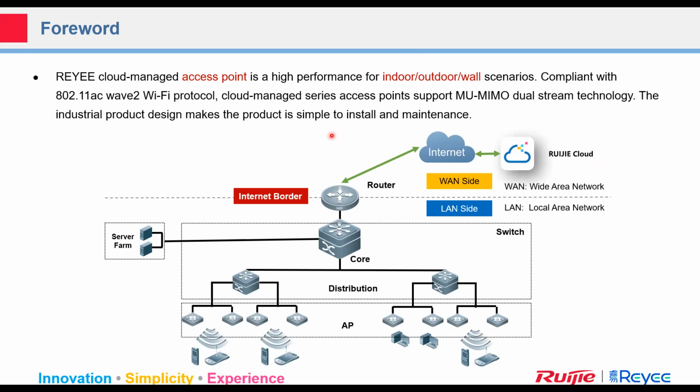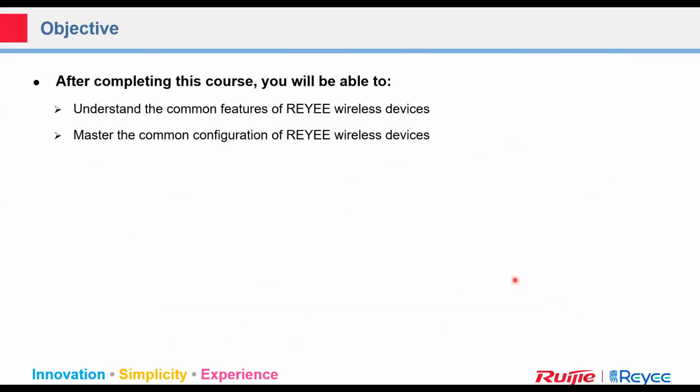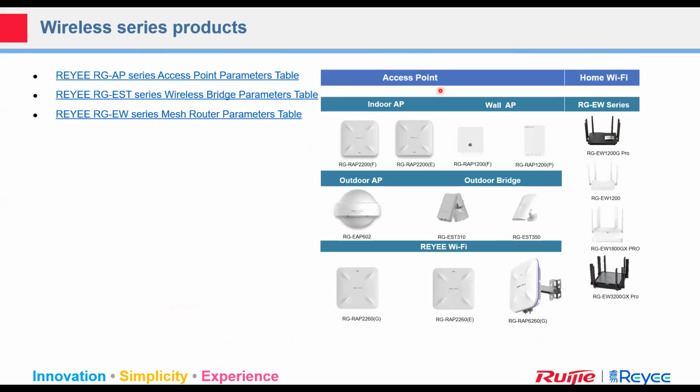As we can see, this is the same diagram that we've seen throughout today. This segment will cover the AP, access point. After completing this course, you'll be able to understand all Reyee wireless devices and master the common configuration of Reyee wireless devices. Here you can see the product line of Reyee wireless products.